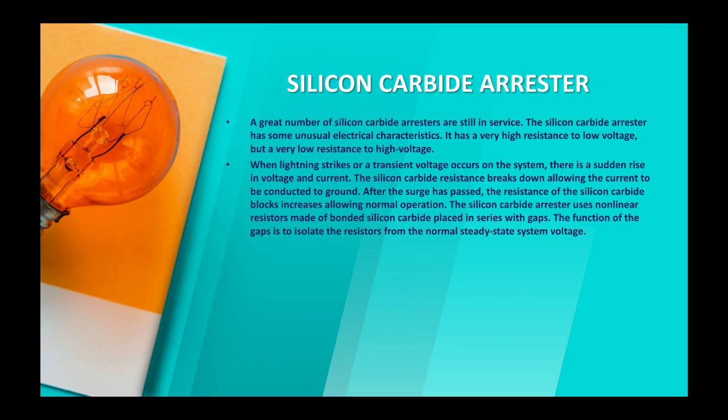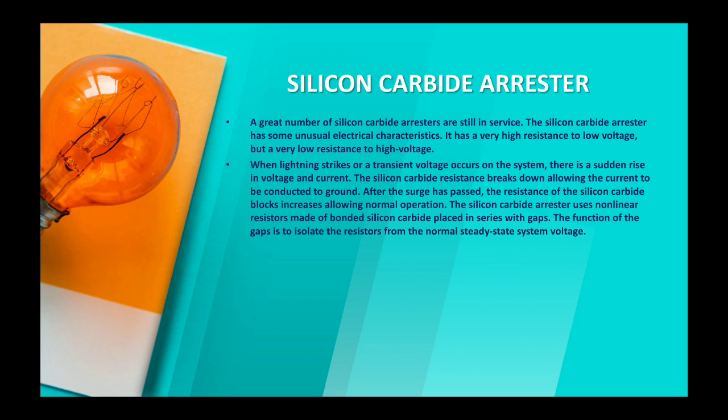When a lightning strike or a transient voltage occurs on the system, there is a sudden rise in voltage and current. In the silicon carbide, the resistance breaks down, allowing the current to be conducted to the ground. After the surge has passed, the resistance of the silicon carbide blocks increases, allowing normal operation.